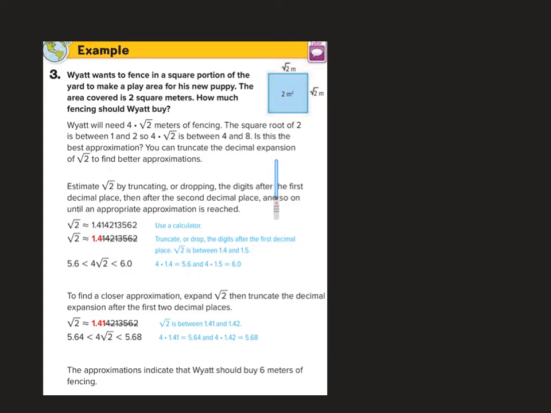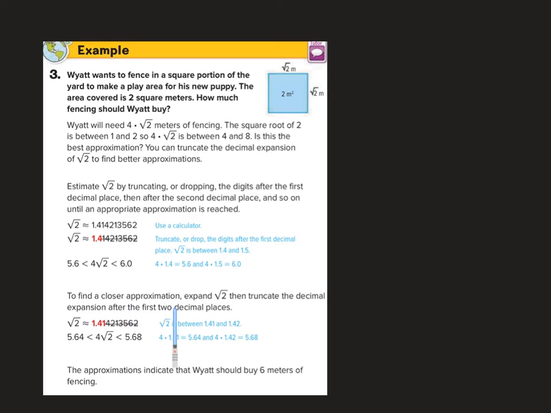You can truncate the decimal expansion of the square root of 2 to find better approximations. So first, we're going to estimate the square root of 2 by truncating or dropping the digits after the first decimal place, then after the second decimal place, and so on until an appropriate approximation is reached. So we're going to use a calculator to find the square root of 2, and that's approximately 1.41213, this long decimal. So we're going to truncate that or cut it off at 1.4. So our decimal approximation for the square root of 2 will be approximately 1.4. And then we have to think about, where does 4 times the square root of 2 fall between, as far as values are concerned? And it falls between 5.6 and 6.0.